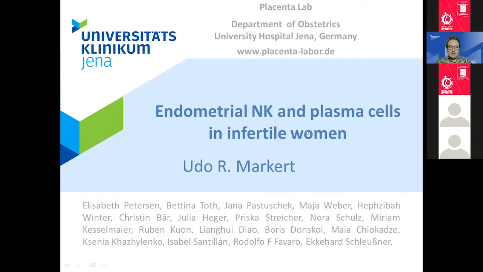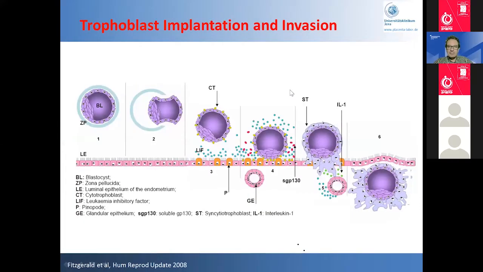So I'm going to speak about endometrial NK and plasma cells in infertile women. NK cells are very important players from the beginning. You see here a blastocyst, which is reaching the endometrium. We are more or less in this area at day 4, 5, here day 6.